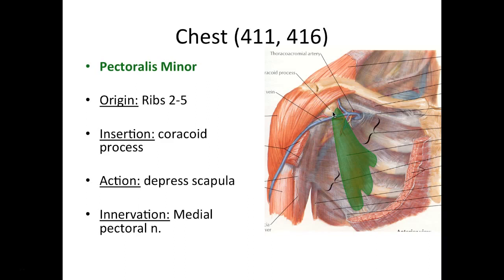Because it's attaching here to a structure on our scapula, we know that's where our action is going to take place. It is going to depress the scapula, and I always remembered this because I was like, oh, poor pec minor. It is just always covered up by big old pectoralis major. So it's depressed, hence depression of the scapula. And innervation is branch of the brachial plexus.